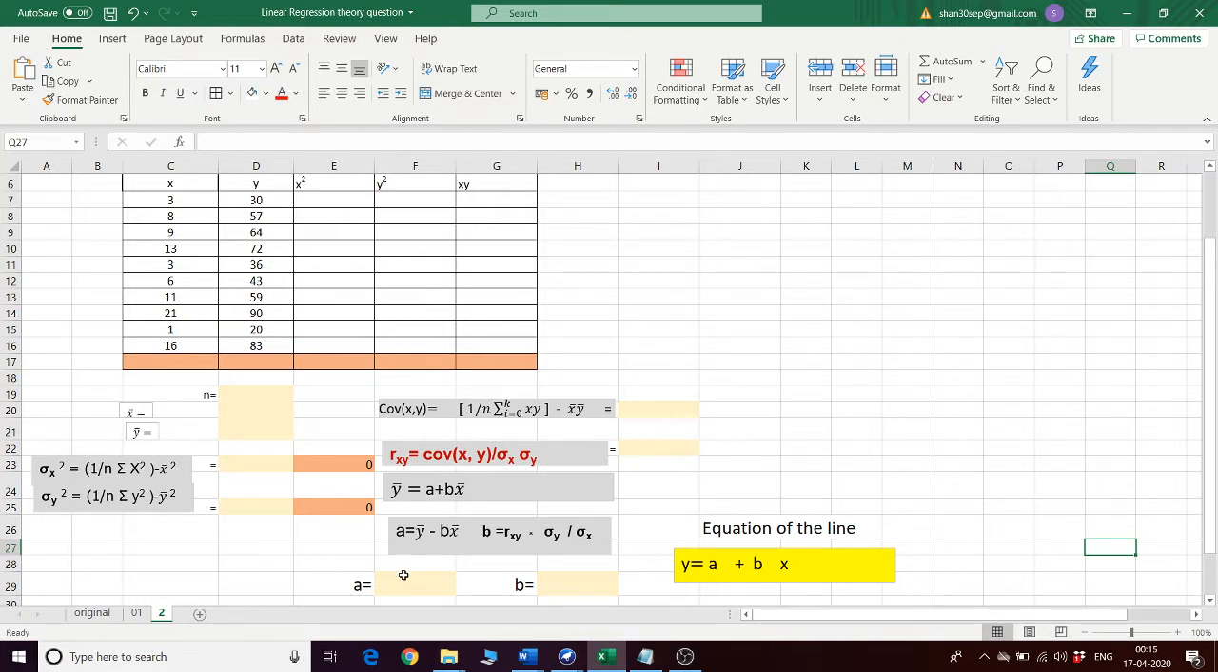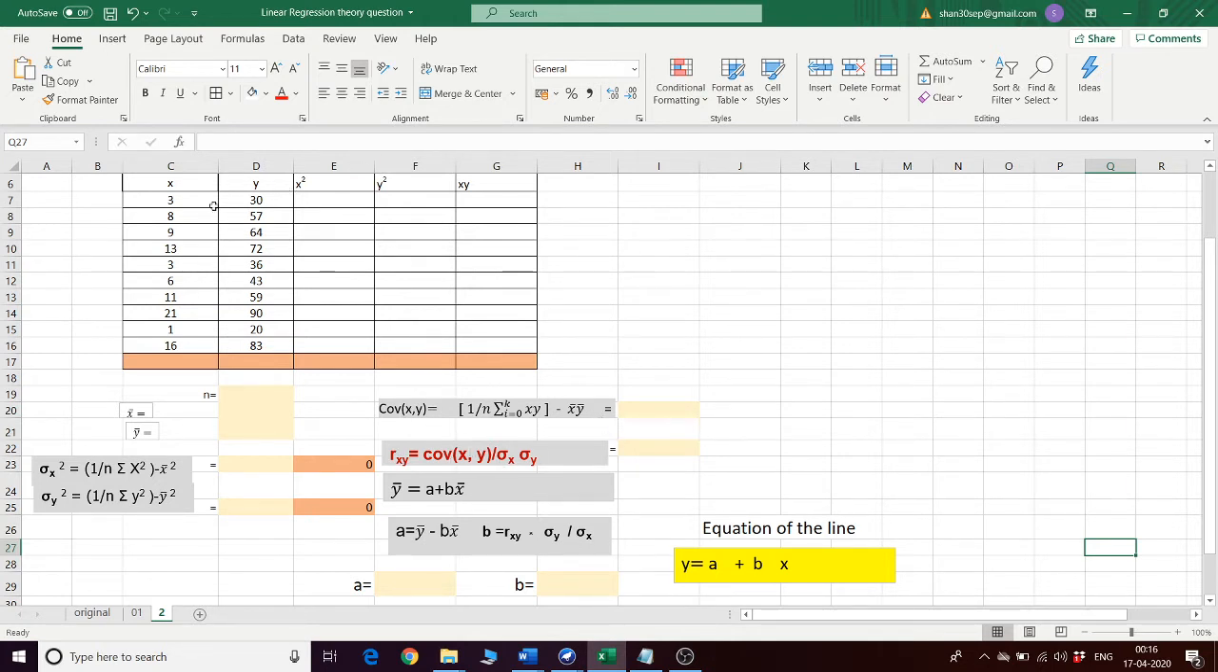So to find out the value of a, you've got to find out the value of b first. For finding out the value of b, you've got to find out the standard deviation of x and y, which is given by these formulae over here. You've got to find out the regression coefficient, for which you've got to find out the covariance of x and y, given by this formula.